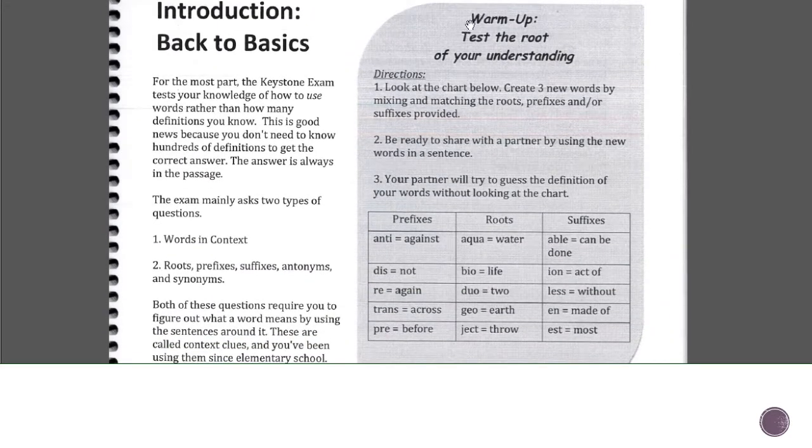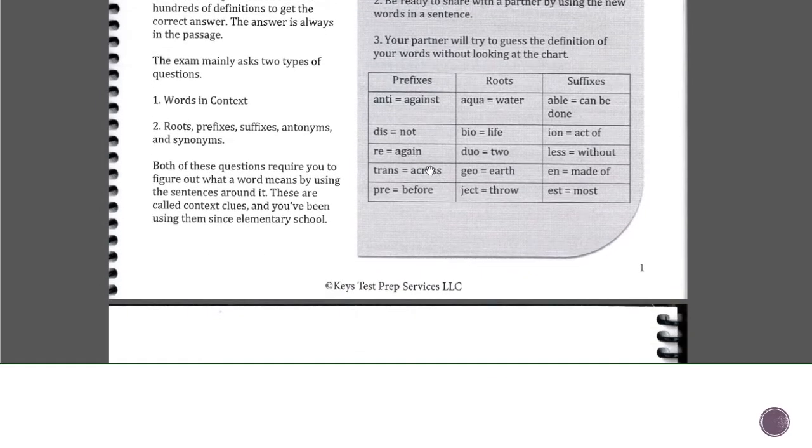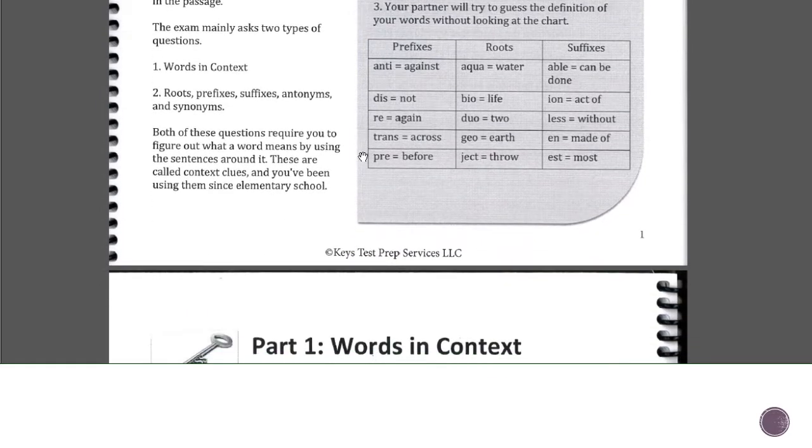So let's warm up. Test the root of your understanding. We're going to look at this chart below and try to create some new words. We're not working with a partner here, we're just working with ourselves. So first of all, prefixes. These are word parts that come before the root of a word. The root of a word is essentially what the word is about, or what it means. Suffixes are word parts that come at the end of a word.